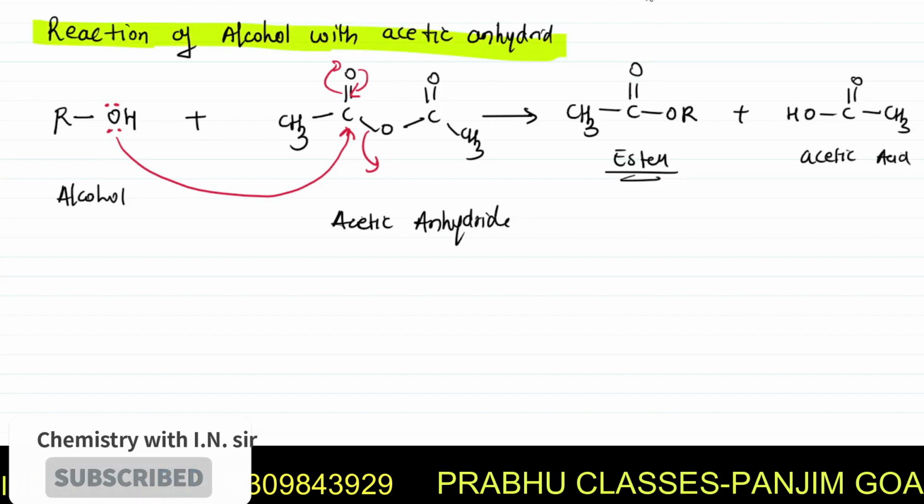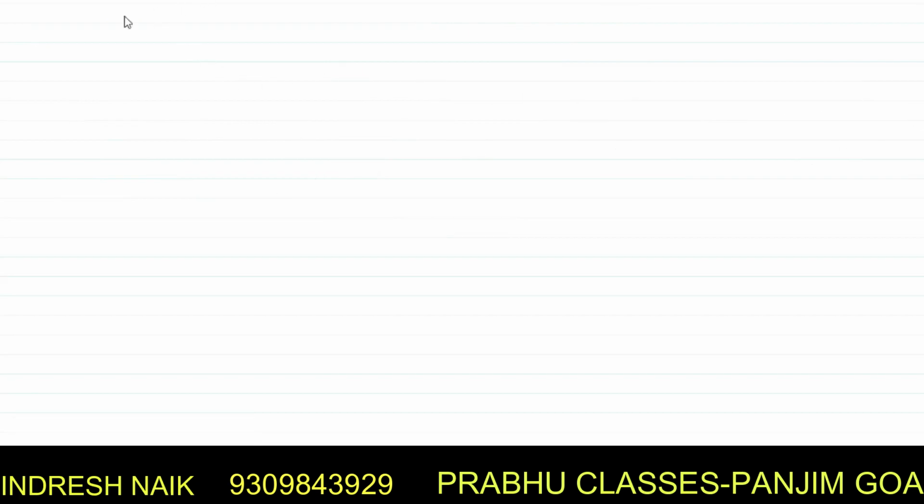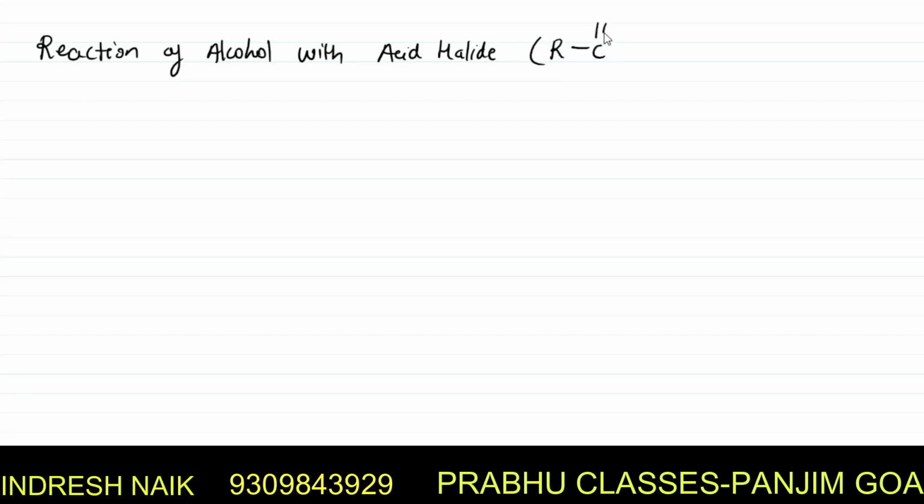Next, we'll do reaction of alcohol with acid chloride, with acid halide. Acid halide means what? Sometimes we say acyl halide also. This is also called acyl halide. Okay. X is a halogen.